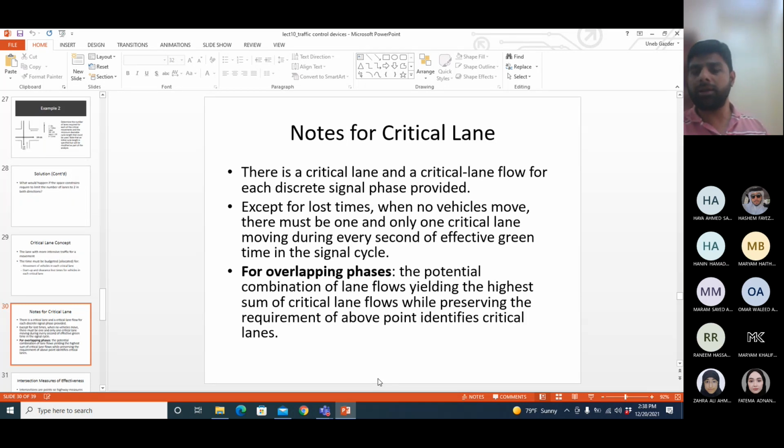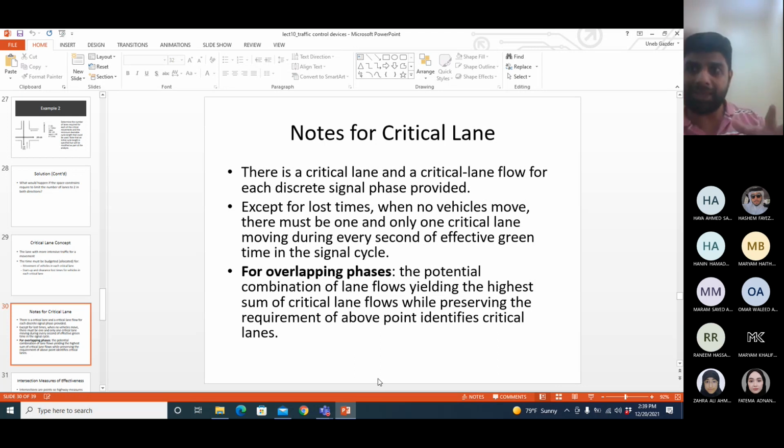Few important points about critical lane. In each phase, you cannot have more than one critical lane. In each phase, there must be one critical lane. Okay, not less, not more. Obviously, if you don't have a critical lane, then how can you design the timing? So there has to be a critical lane, but it cannot be more than one as well, because otherwise there will be a conflict, right? You have to take one timing. So you have to calculate timing according to one lane. You have to decide about one lane. Which one is critical? It cannot be more than that.